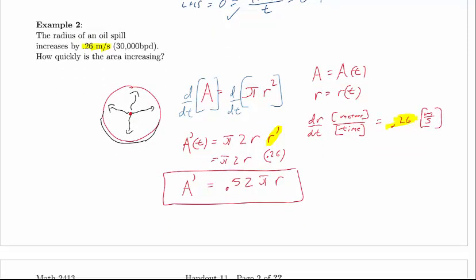What if we wanted to know real fast what was going on when r was 1 meter? That would be, when is the radius of the spill 1 meter? Well, you just plug that in.